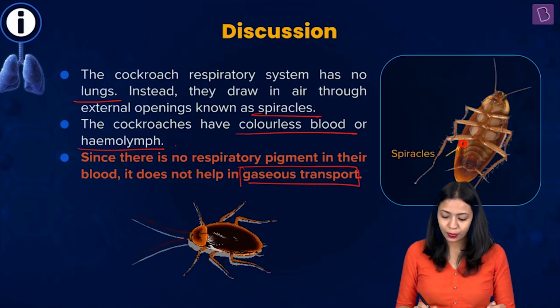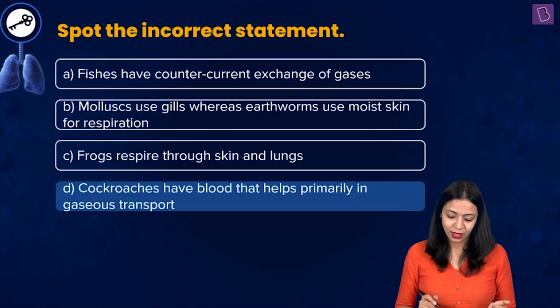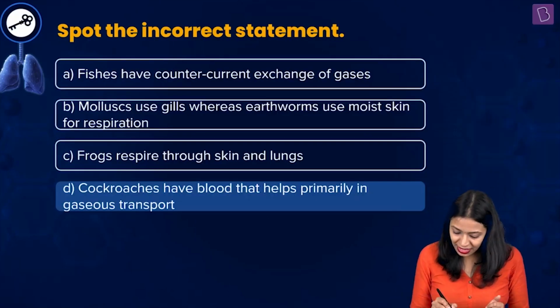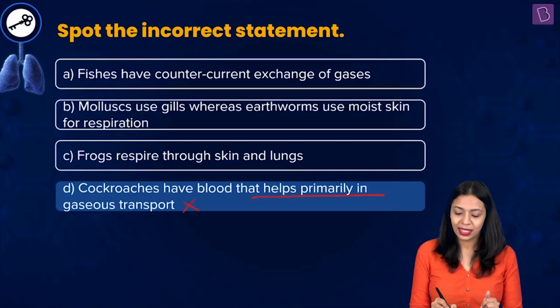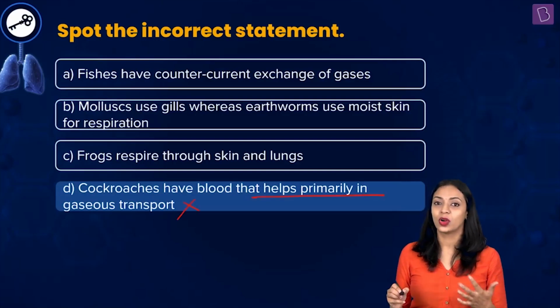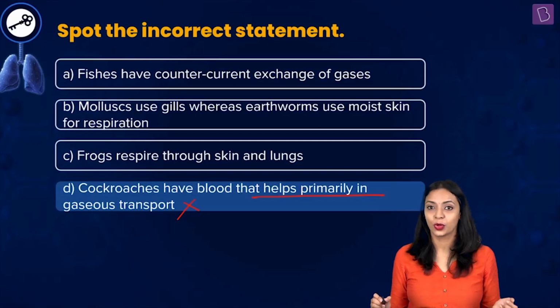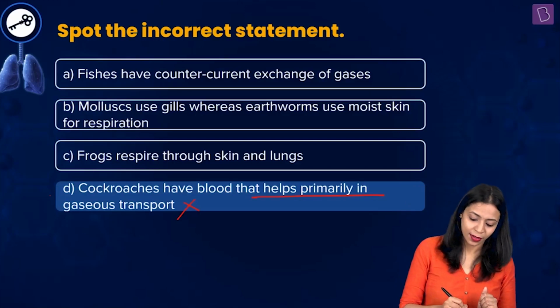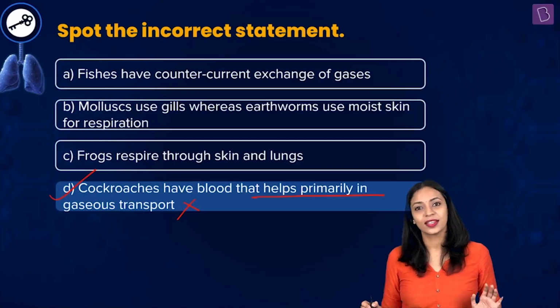Okay, so this statement was incorrect. It is given that cockroaches have blood that helps primarily in gaseous transport. It is incorrect because there's no pigment. They are not involved in transport of gases in cockroach. So with this, we've arrived at the correct answer. The correct answer to this question is option D.